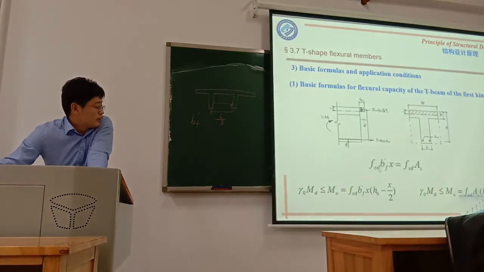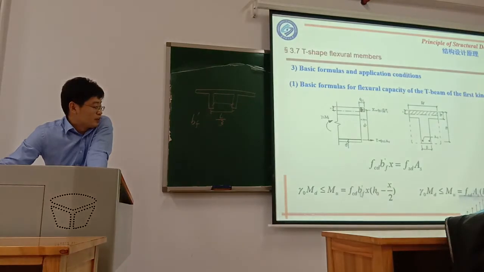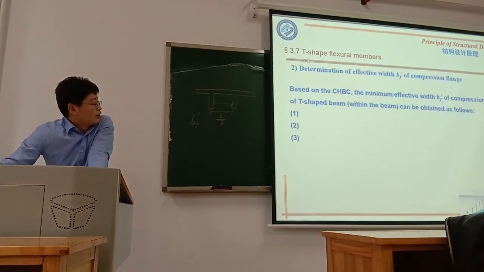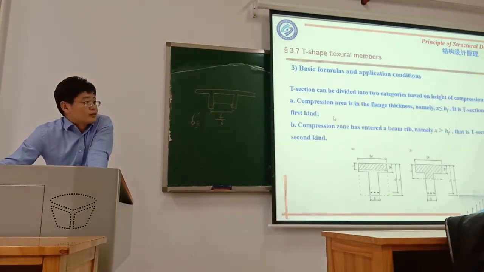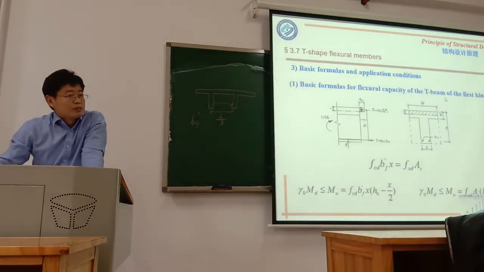And this equation actually is the same as the singly reinforced rectangular shape. The only difference is this BF is the equivalent width for the flange. For this equivalent width, we can use the code to check different types, using different widths. So this is the basic equation for the first kind of T shape, where the compression area is just in the flange.